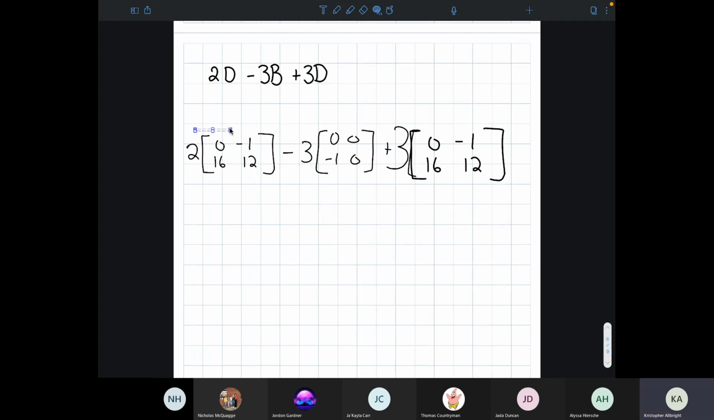So first thing we're going to do is multiply. We multiply by each of them. I'm going to multiply my 2 in, and I'm going to multiply my 3 in. This little space is a big problem. 2 times negative 1 is negative 2. 2 times 16 is 32. Thanks, Jada. 2 times 12 is 24.